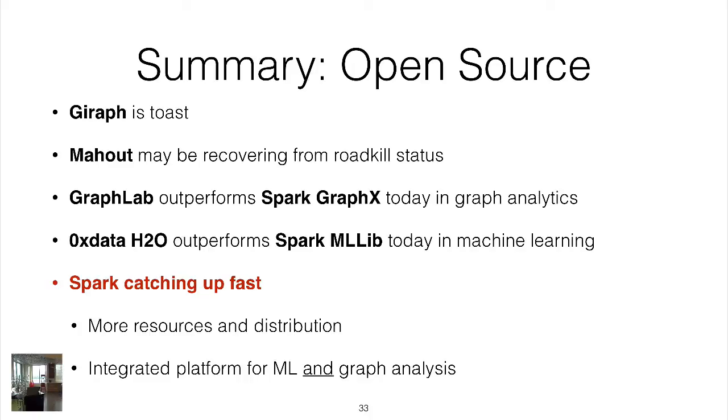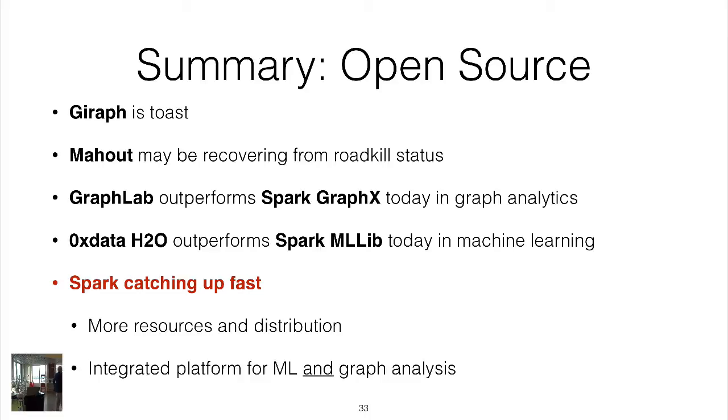As of today, for graph engines, GraphLab outperforms Spark and GraphX. And Hexdata H2O outperforms Spark MLI as of this moment. But Spark is catching up fast. The Spark team is adding algorithms, adding capability, adding performance improvements, and so forth. So I wouldn't bet on Spark. I wouldn't bet against Spark. I would simply say that as of right now, those other 2 products are very strong. And if you were doing a project today and you needed deep learning, Hexdata is the only game in town, but I wouldn't assume that in 6 months that will still be true.